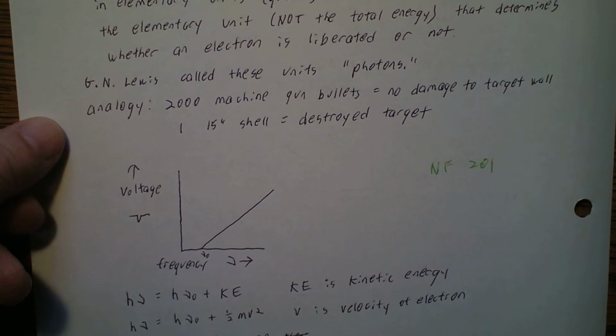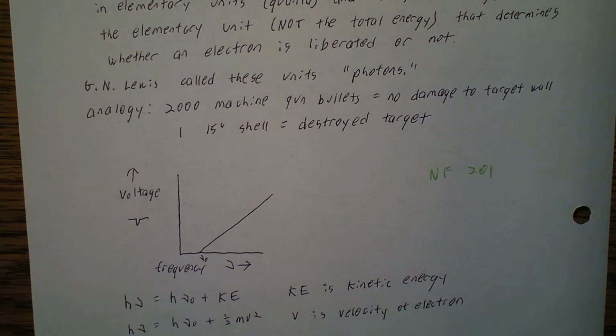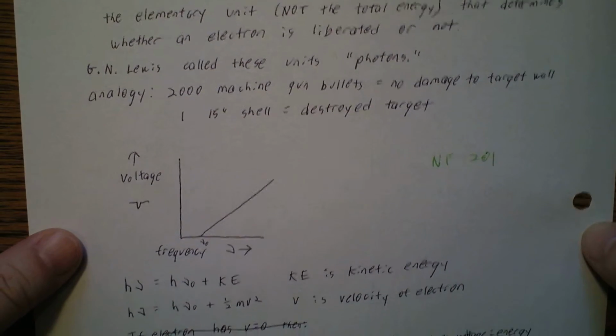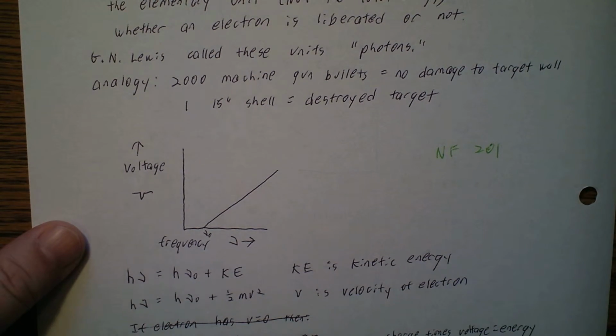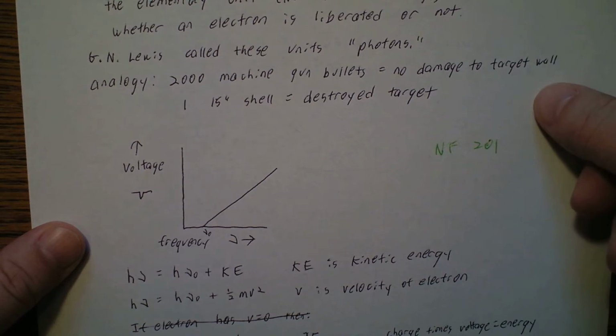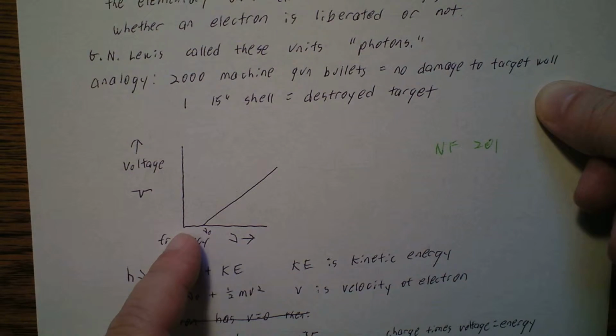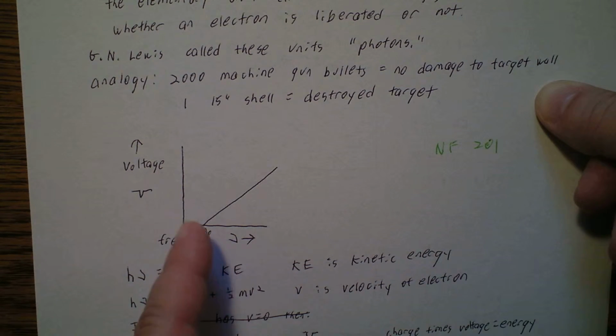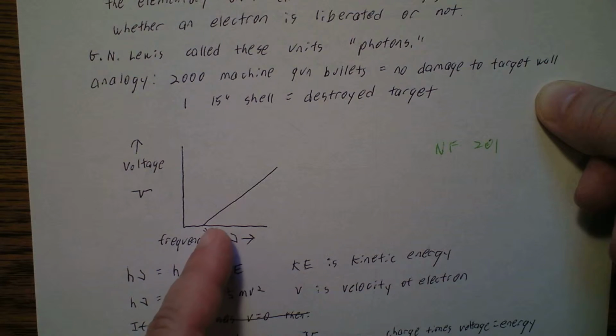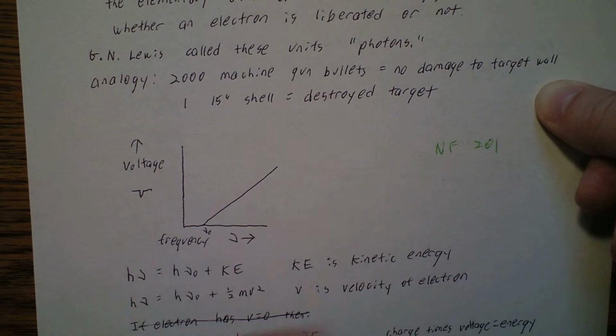An analogy: let's say we have 2,000 machine gun bullets, but they cause no damage to a target wall. But if you have just one big 15-inch shell, that'll destroy the wall. Same sort of thing. So here's voltage versus frequency. Again, at low frequency nothing will happen, but past the threshold frequency, you're going to get voltage.